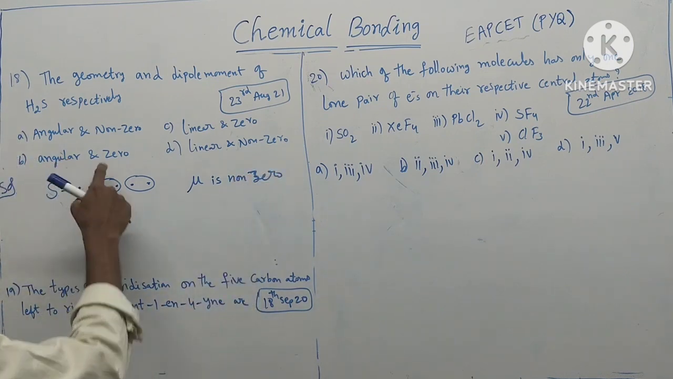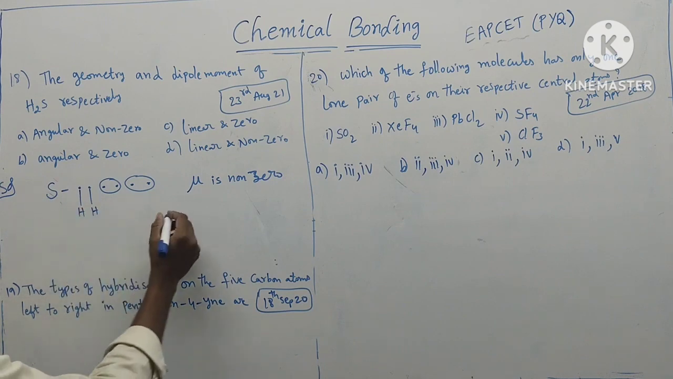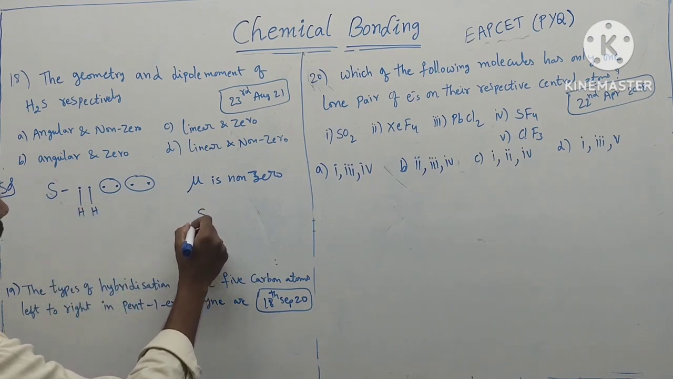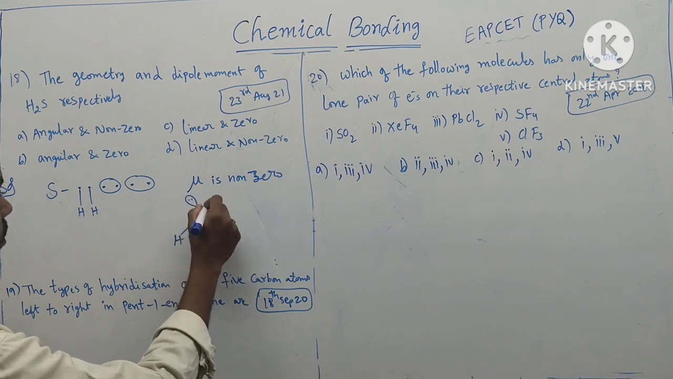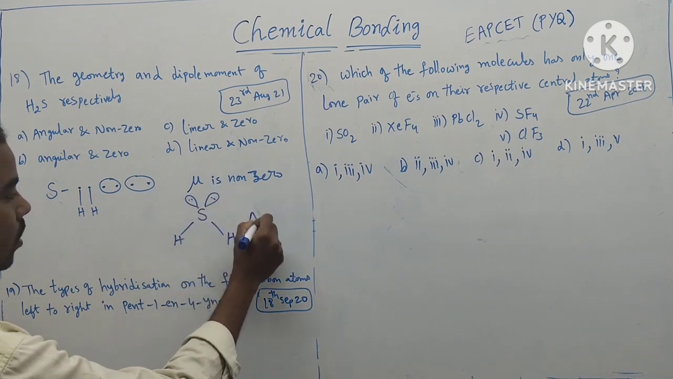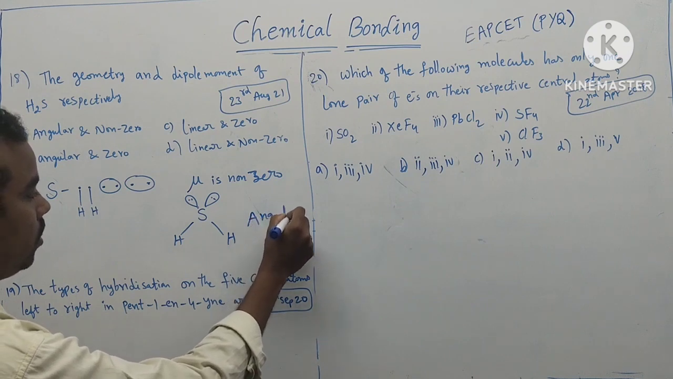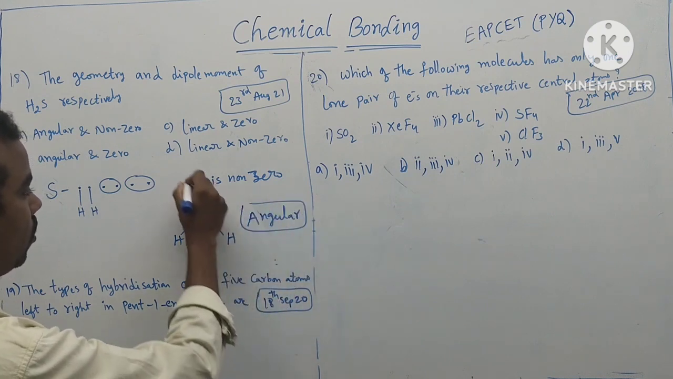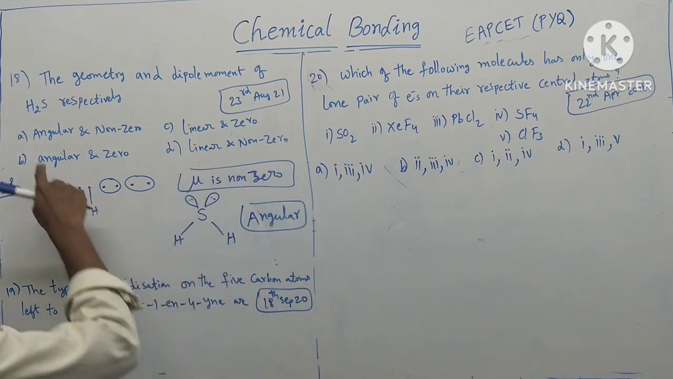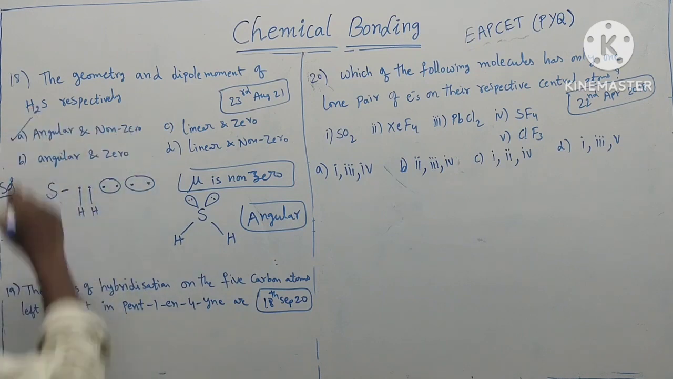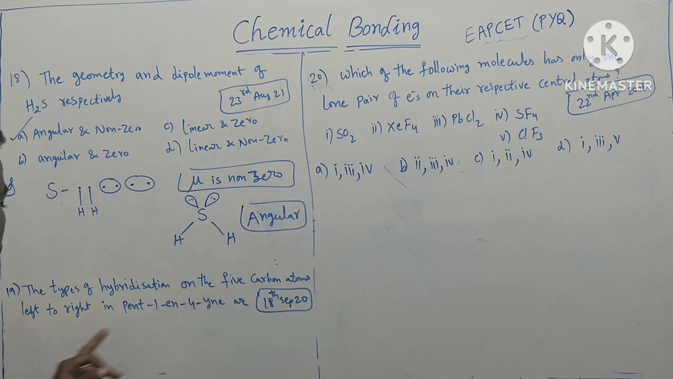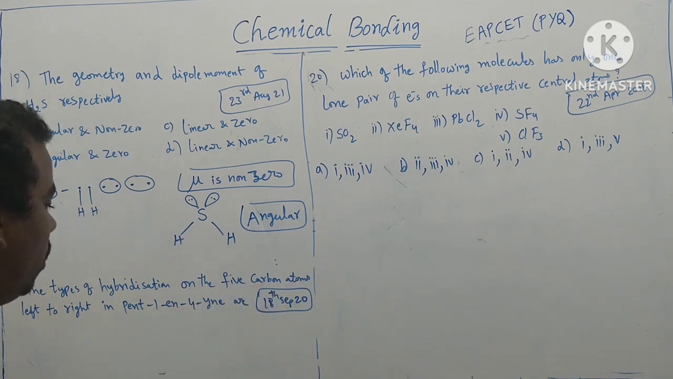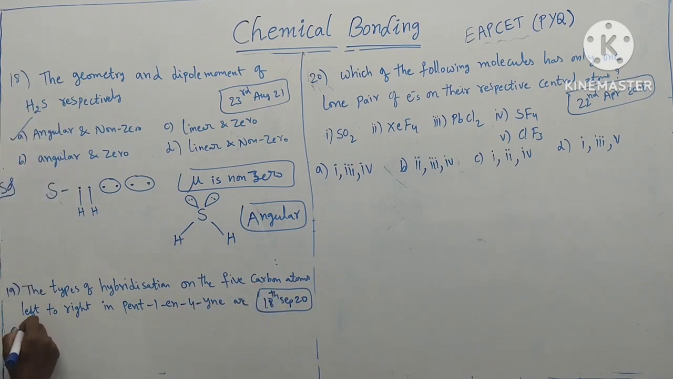Next, H2S shape is angular due to the presence of 2 lone pairs of electrons. So the shape is like this, angular shape. Mu is non-zero. So angular and non-zero. So answer A.